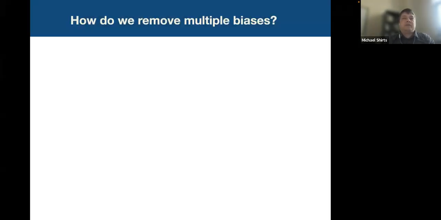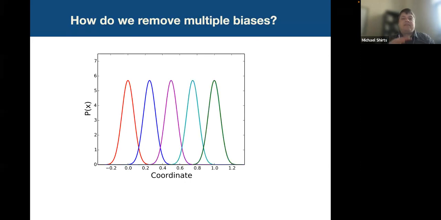There we go. So how to remove multiple biases. So we have several of these umbrella potentials we've done. How do we combine all that information together? How can we remove the bias from this and from this, but how can we get all the information from all of them together?